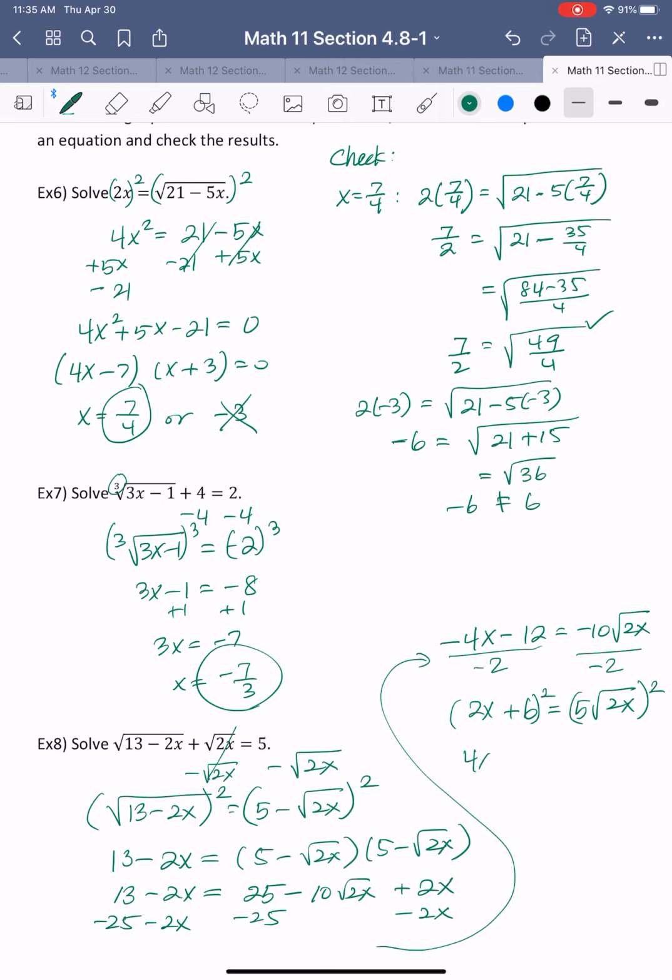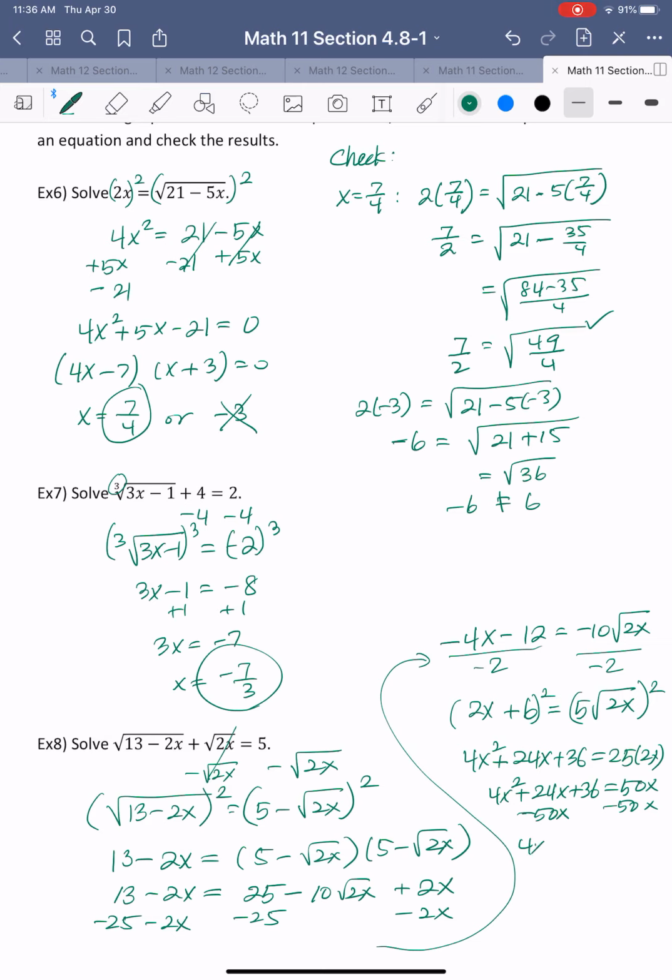And then I got 4x squared plus 24x plus 36 equals 5 squared, which is 25, and the square root of 2x squared comes out as 2x. So you get 4x squared plus 24x plus 36 equals 50x. And then subtract 50x from both sides.